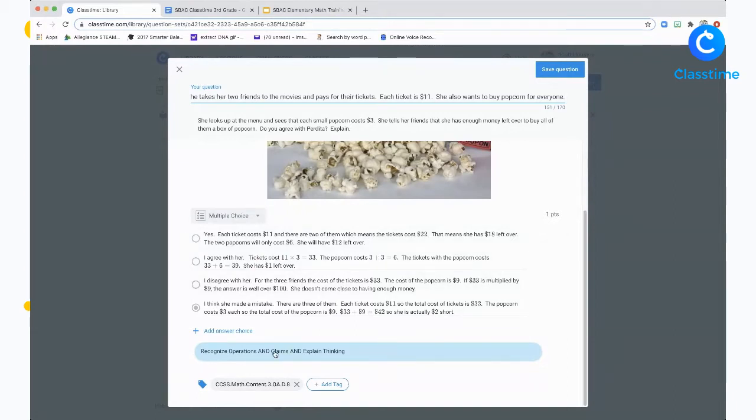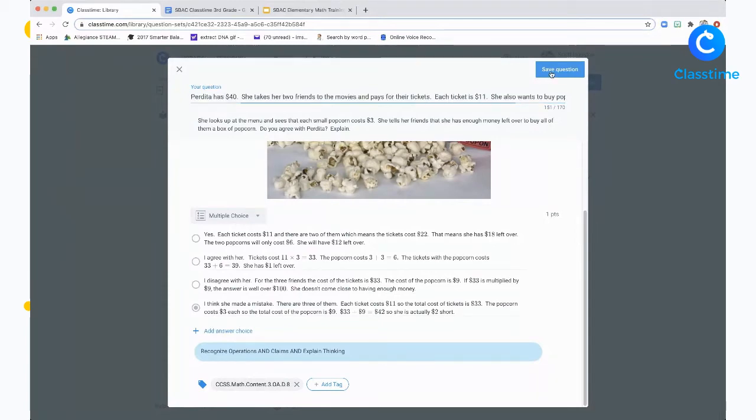And then you also see the term claims down here, and they do claims things where it's like, do you agree with this claim, or do you agree with this statement? And then you explicitly should say, I do agree, I don't agree, I support the claim, I do not support the claim, and then you give the reason why. So you'll see with each of these, I think she made a mistake, I disagree, I agree, yes. It goes directly to this question, do you agree with Perdita? Explain. And they have to target this. And this is a DOK3 because it makes them show their thinking or explain their thinking.